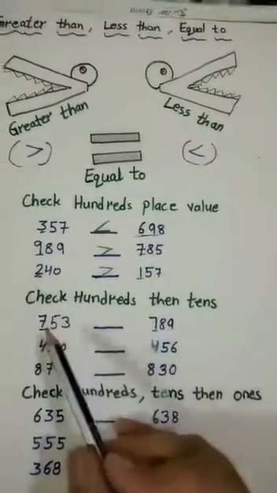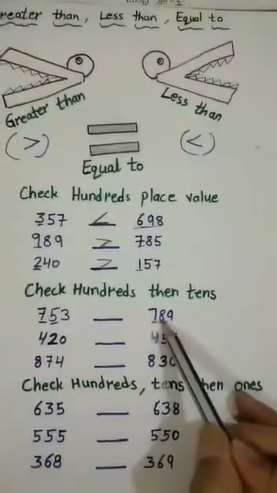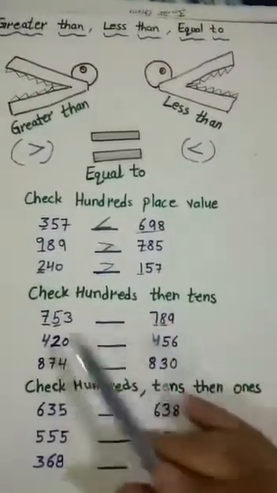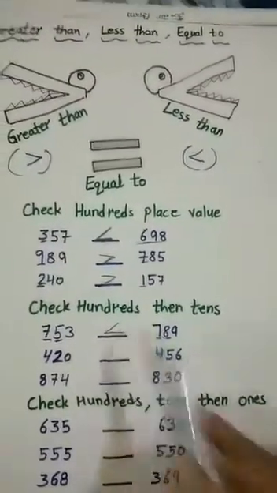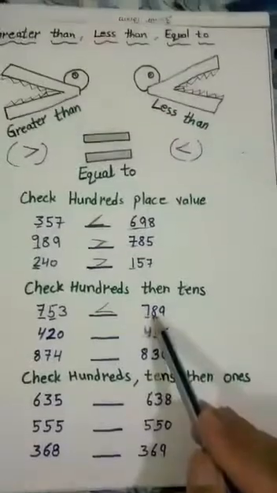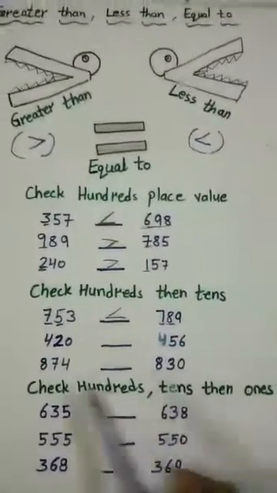So what will we do? Now we will check the tens place value. What is over here? 5, and this is 8. So which is big, 8 or 5? 8. Yes. So which sign will come? Less than. Got it? Because this is a big number and the alligator wants to eat only the big number.